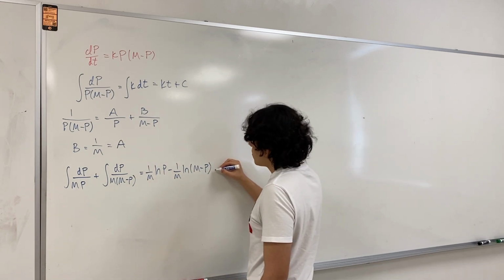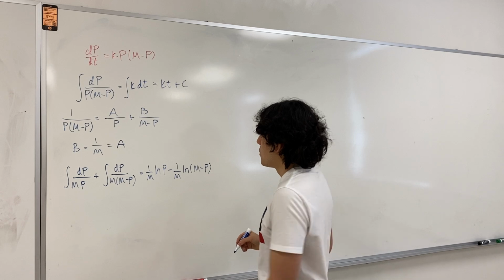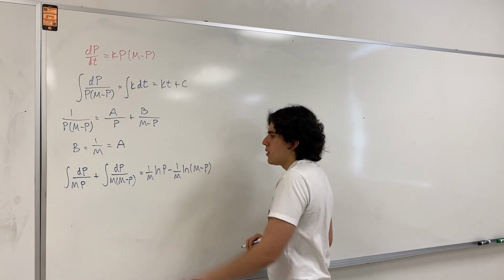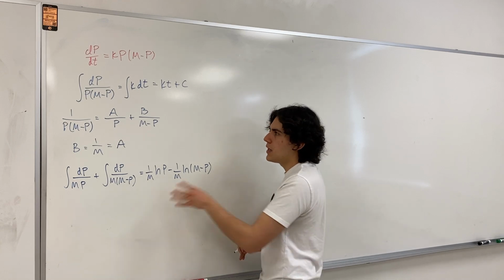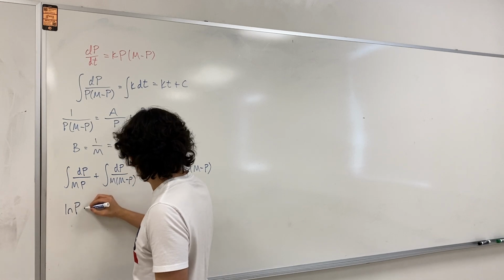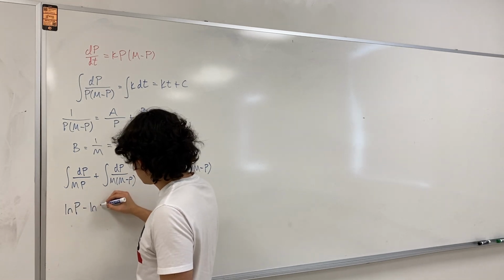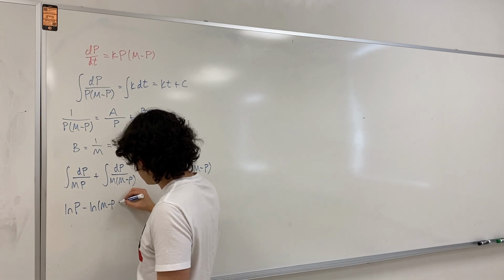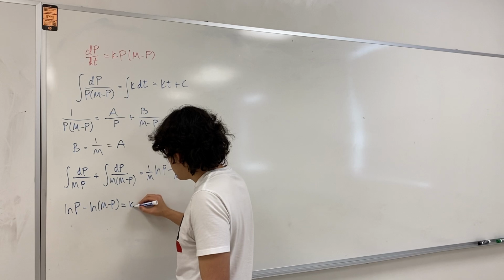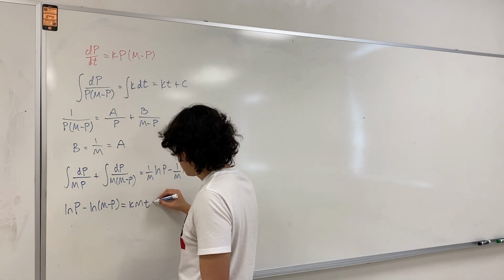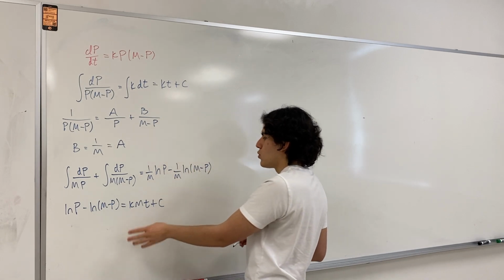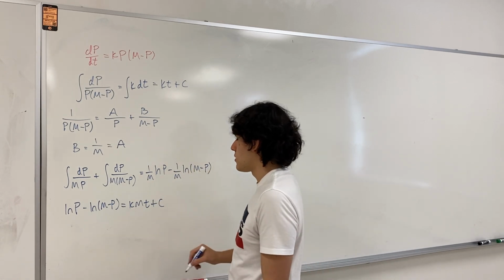So I'm actually going to not go too far right. We know this expression is equal to k times t. Notice we have a common factor of 1 over m. I'm going to move the m to the right hand side, and we get the following expression: ln of p minus ln of m minus p is equal to k times m times t plus c. I'm going to say that c, the constant of integration, absorbs this m, because it's any constant, so it just absorbs it.